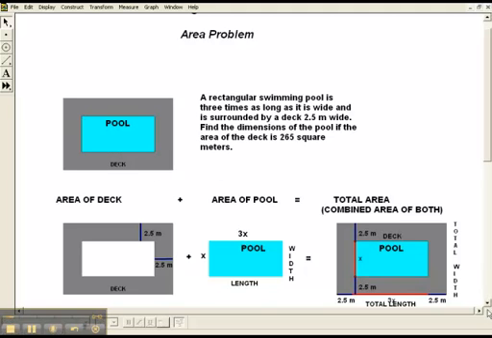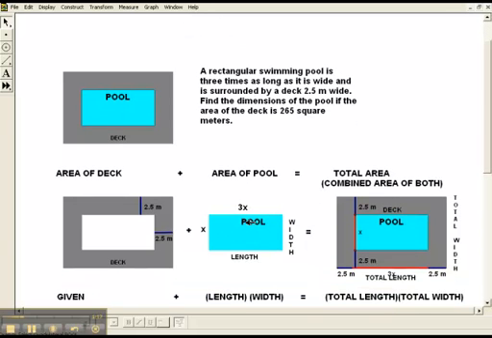Okay. Now, from the given word problem, we know that the area of the deck is 265 square meters. We also know that the deck is 2.5 meters wide. And that's going to help us find the dimensions of the total area. We're also told the length of the pool is 3 times its width. So in this problem, since I don't know the width of the pool, I'm going to let the width be represented by the variable x, and therefore the length represented by the expression 3x, because the length is 3 times the width.